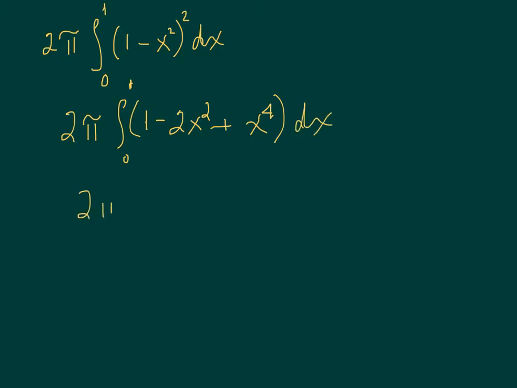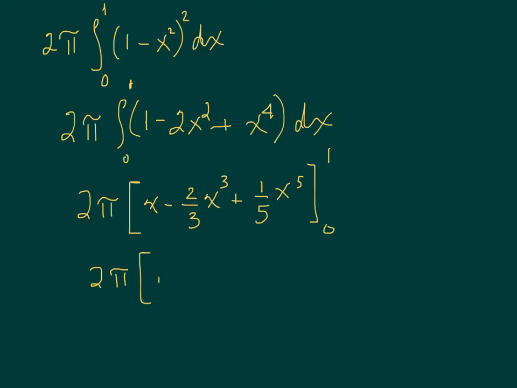So we have 2 pi, and the antiderivative of 1 is x. We're going to have minus 2/3 x to the 3rd. We're going to have 1/5 x to the 5th. We're looking at our limits of integration as between 0 and 1. So this is just going to give us 2 pi. If I plug in a 1, that's so easy. 1 minus 2/3 plus 1/5. If I plug in 0, I don't have to worry about that. That's just going to give me 0. So this is just going to be 2 pi.